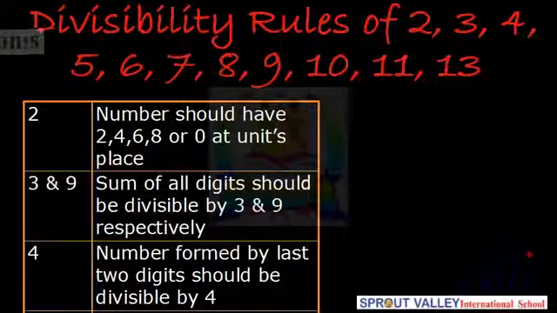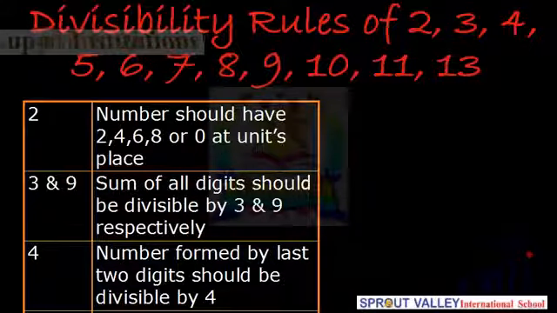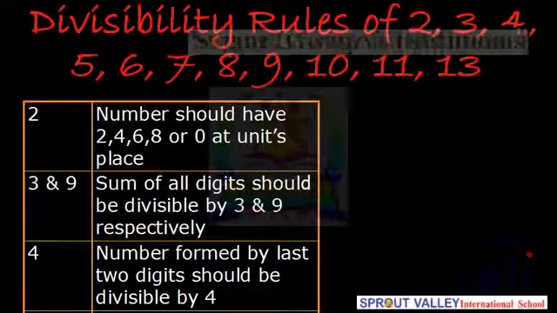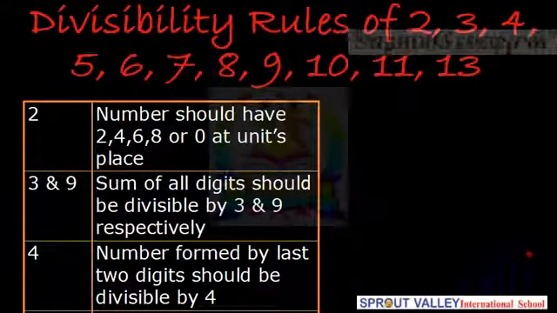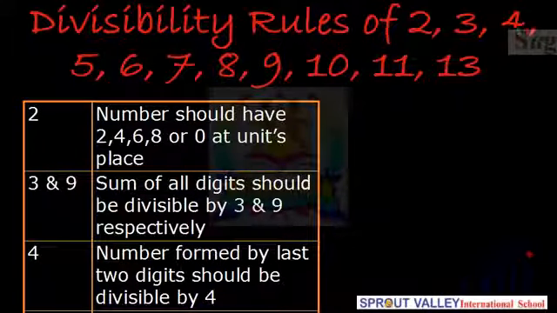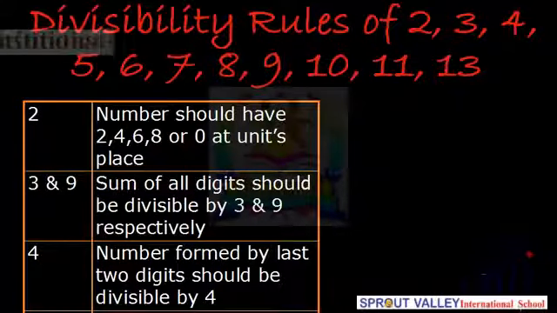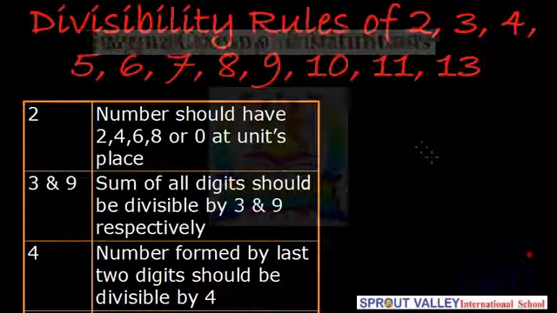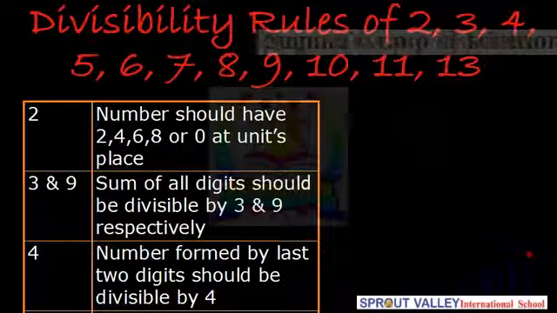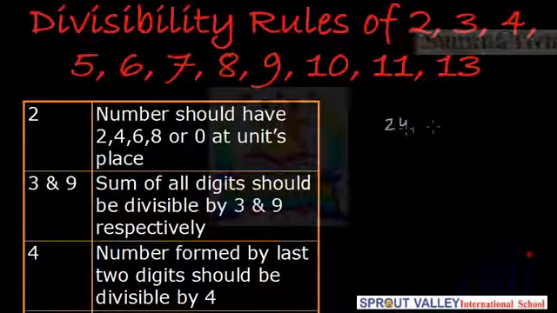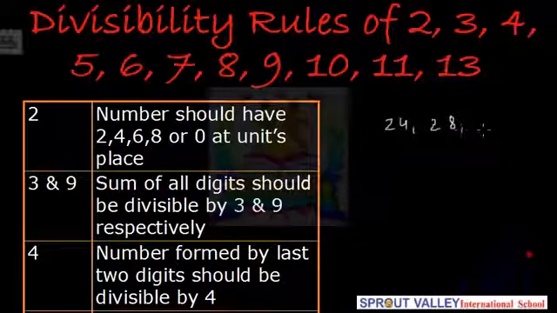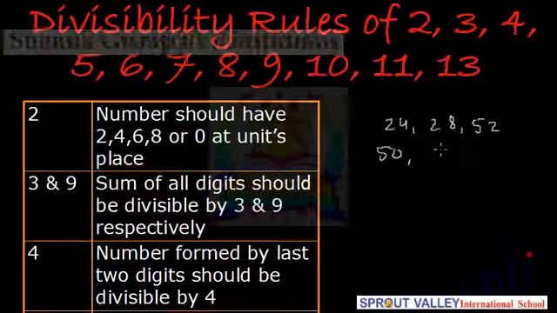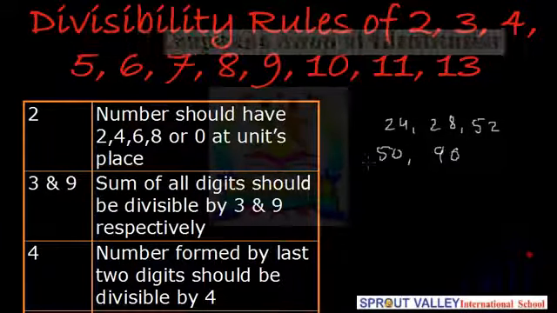So first is divisibility rule of 2. As all of you know, a number divisible by 2 is an even number. So the divisibility rule of 2 says the number should have 2, 4, 6, 8 or 0 at units place. Any number which has 2, 4, 6, 8 or 0 at units place will be an even number and it will be divisible by 2. So the number should be like 24, 28 or 52 or 50 or 96. All these numbers will be divisible by 2.